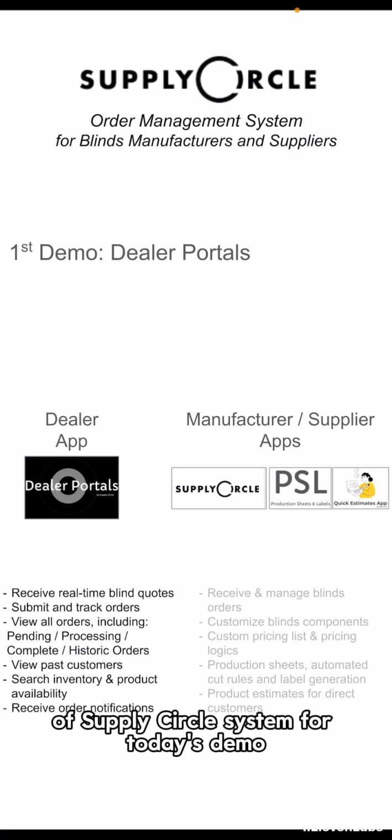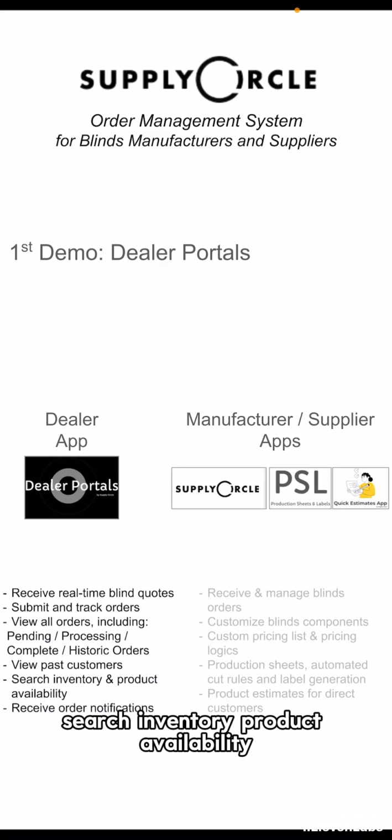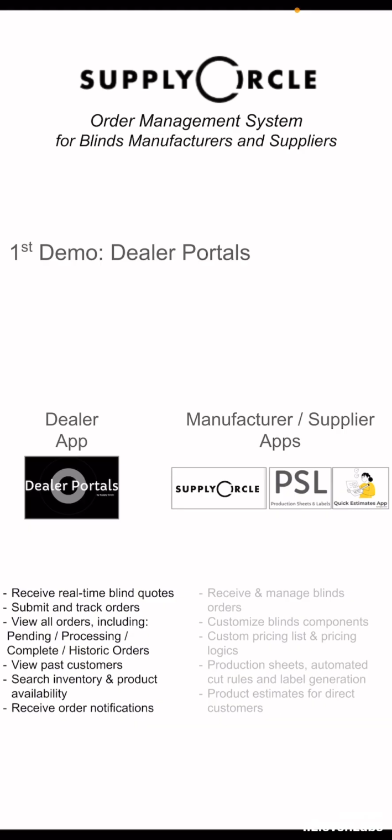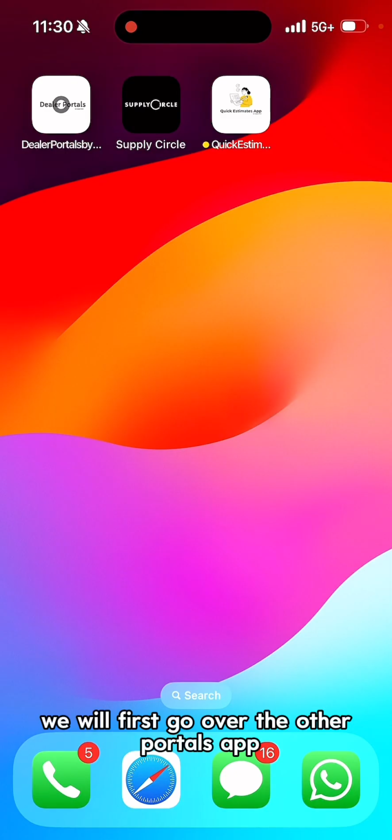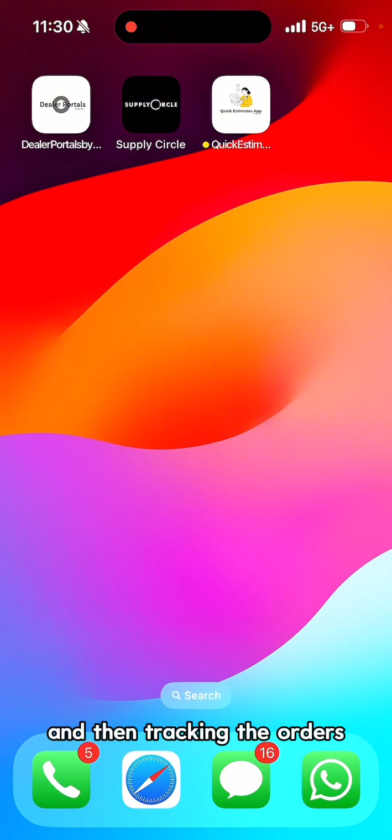For today's demo, we will start with the Dealer Portals app. This is again the mobile application dealers use to receive real-time blind quotes. They can submit and track orders, view past customers, search inventory, product availability, and they receive order notifications through the Dealer Portals. We will first go over the Dealer Portals app to present you how to receive real-time quotes, and then submitting an order, and then tracking the orders.